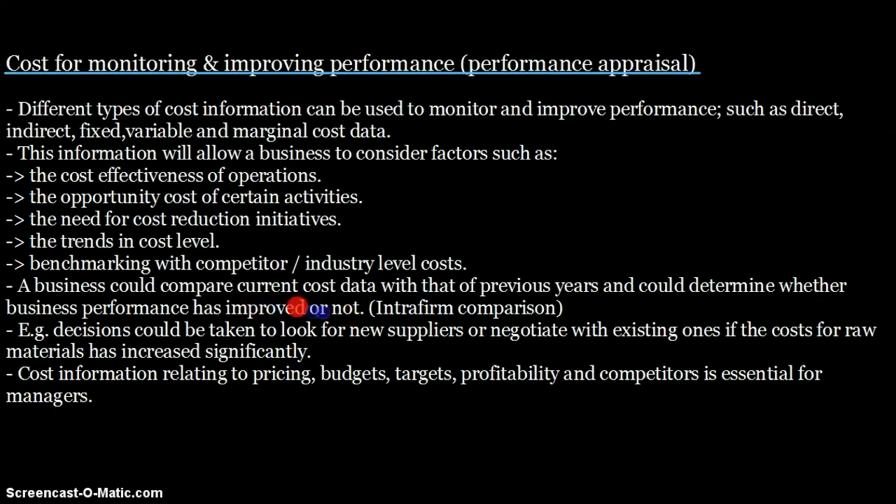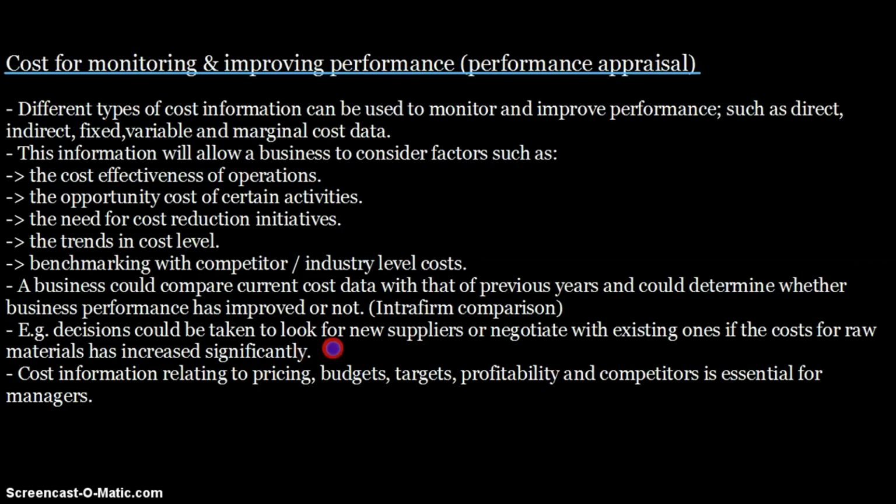So a business could compare current cost data with that of previous years and determine whether its performance has improved or not. This sort of comparison, where you compare your own results with those of your previous year, asking how well did I perform compared to the last year or two consecutive years, is your intra-firm comparison. And when you compare with your competitors, that's your inter-firm comparison.